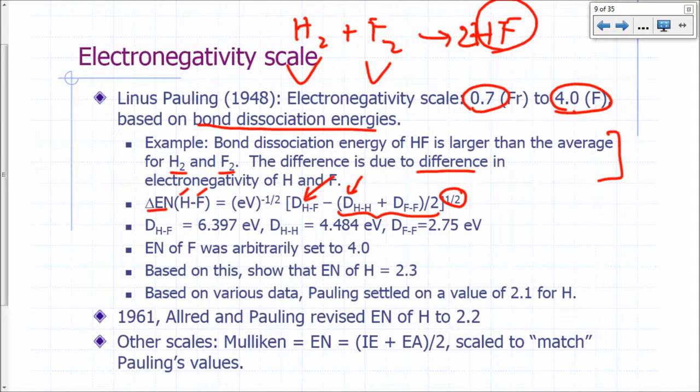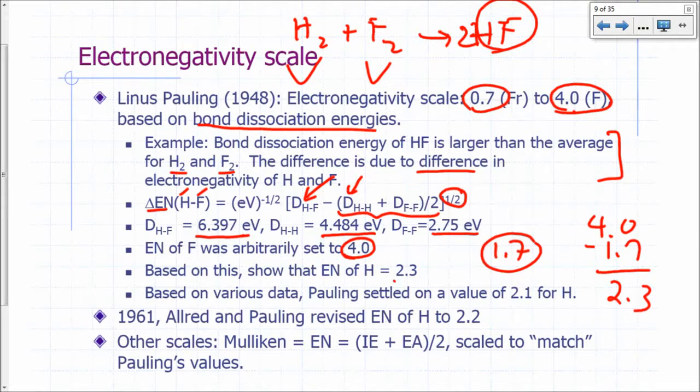The experimental values for the bond dissociation energy of HF, H2, and F2 are 6.397 electron volts for HF, 4.484 electron volts for H2, and 2.75 electron volts for F2. If you plug these numbers into this expression, you'll find that the difference is going to be 1.7 between hydrogen and fluorine. If you set the electronegativity of fluorine to 4.0, then 4.0 minus 1.7 would give hydrogen an electronegativity of 2.3.